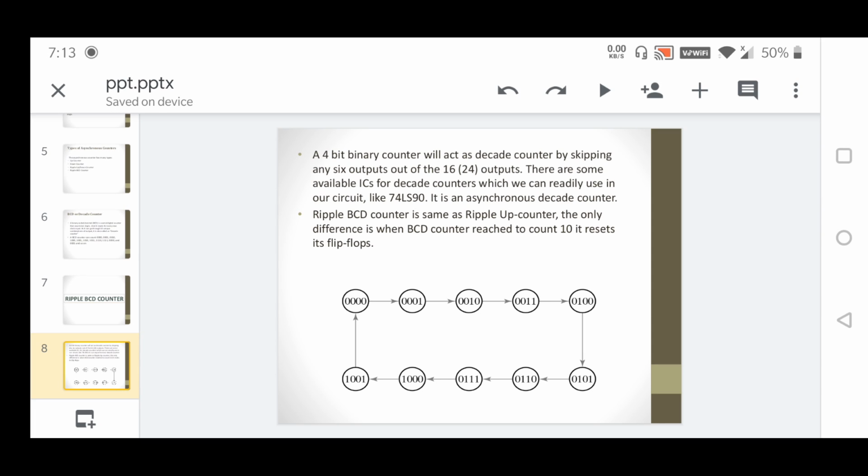I have shown a cycle of how a ripple BCD counter does its work. First, it counts 0000 and the next digit will be 1, the next digit will be 2 and so on, 3, 4, 5, 6, 7, 8, and as soon as the 9 comes, the digit after 9 resets to 0.